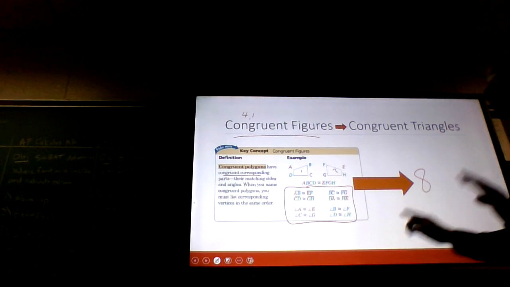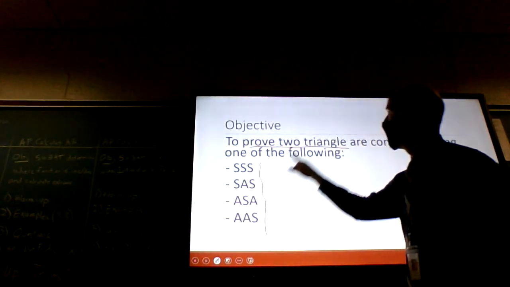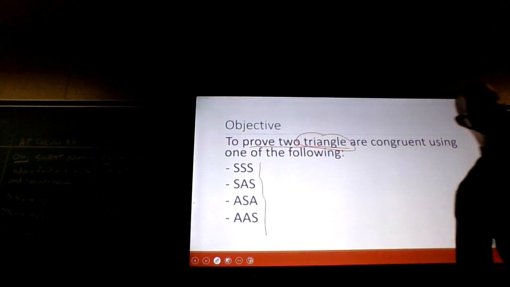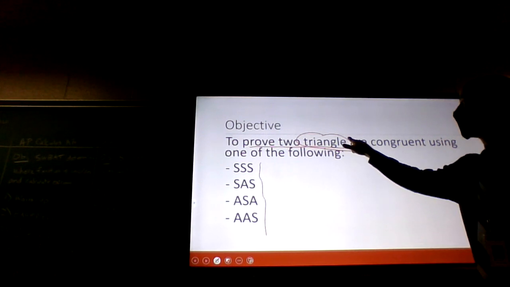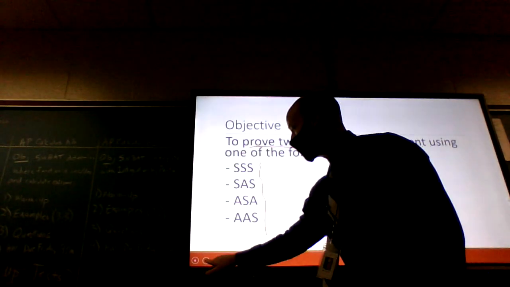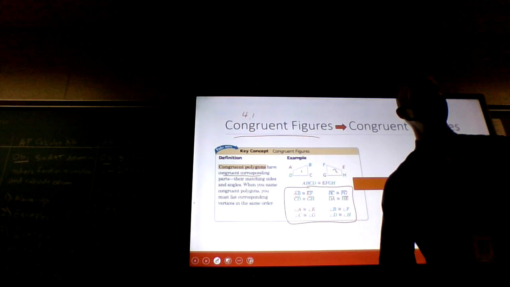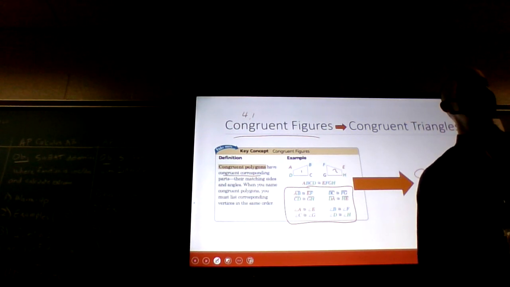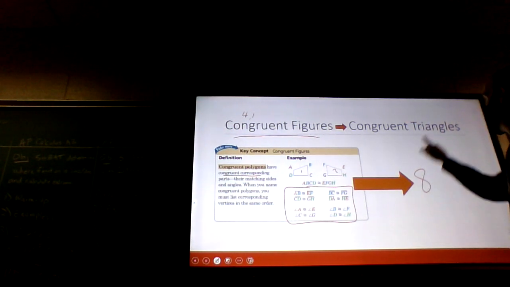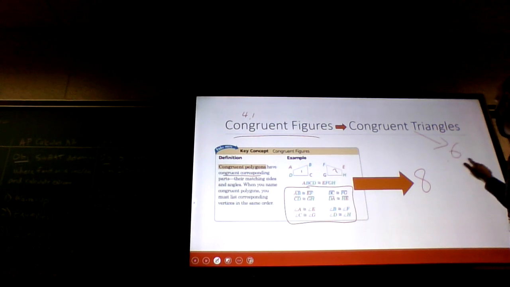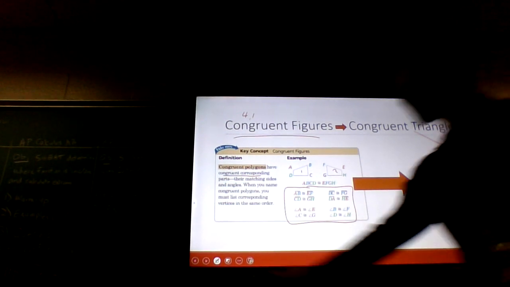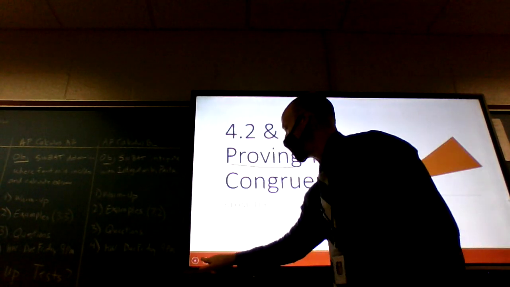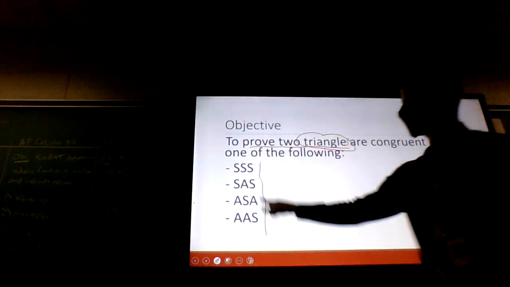In this section, we are looking at proving what? Triangles are congruent, right? So how many things are we going to have to prove to show them congruent? 6. If we're going to do triangles, it seems like it's going to be 6. That's still a bunch, isn't it? I'm going to give you a little hint. Guess how many things you're actually going to have to prove to show two triangles are congruent?